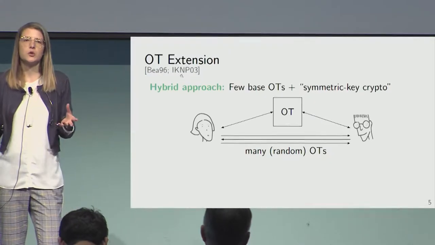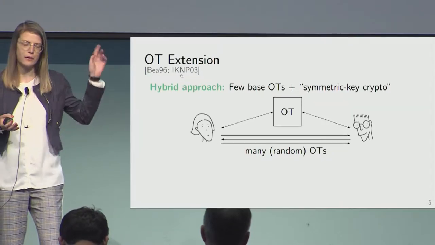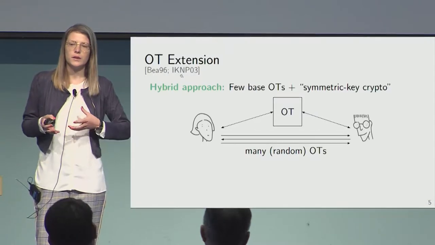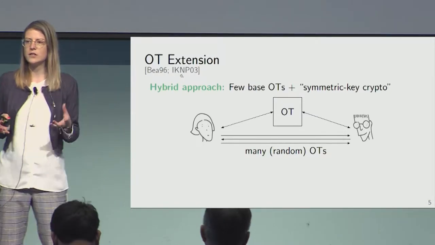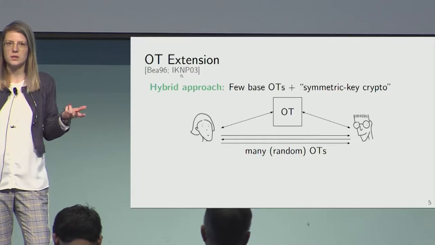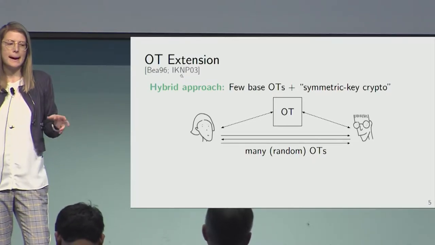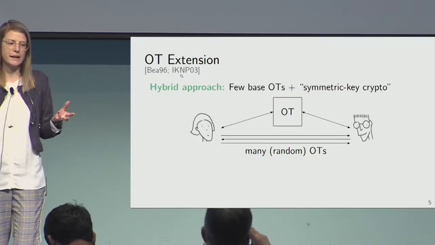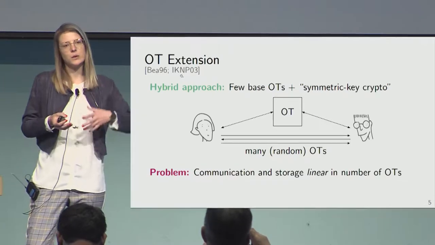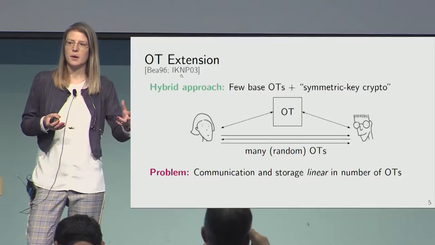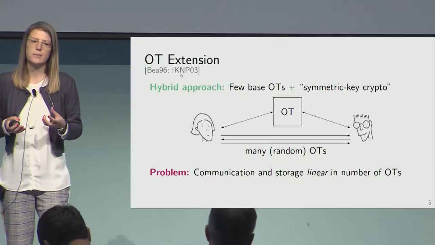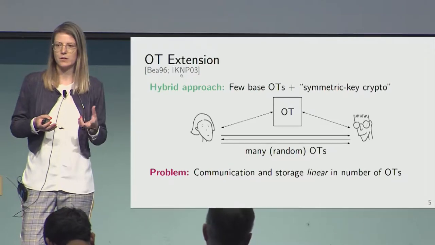And this already has a solution. The solution towards this, as we've already also seen in the first talk today, is a hybrid approach, where you use a few base OTs and then the rest you do with cheap symmetric key cryptography. And this is super nice. This solves the problem from a computational viewpoint. But still, what I said before, we still have the problem that the communication and the storage required is linear in the number of OTs we want to generate.